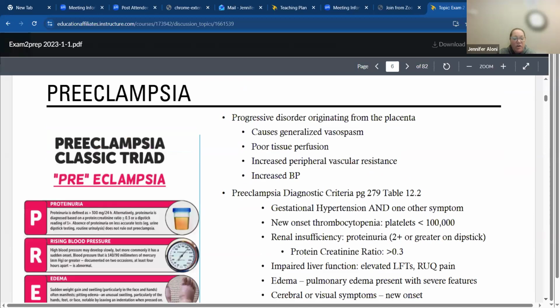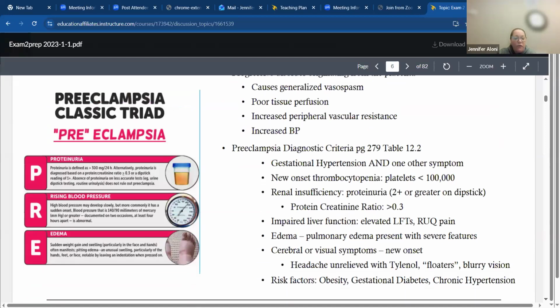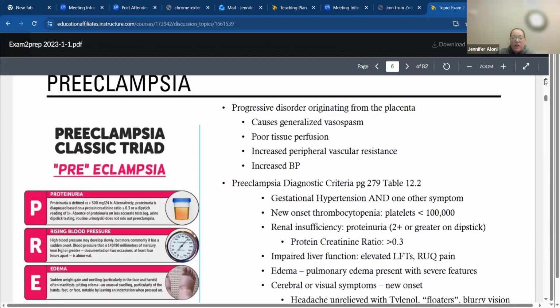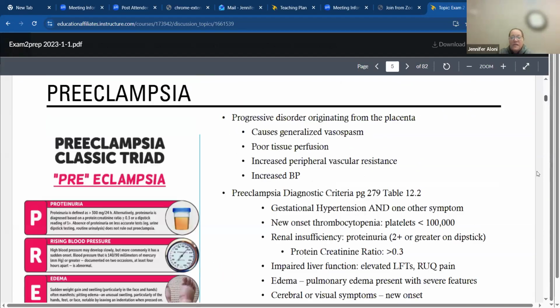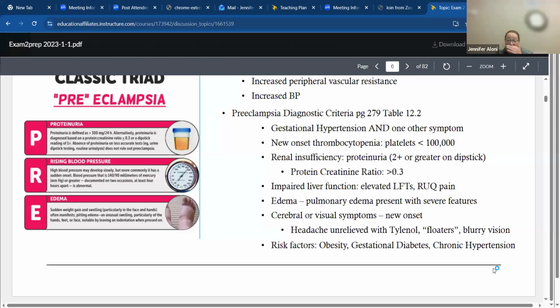Preeclampsia, or high blood pressure during pregnancy. Remember, we have protein in our urine. We have a rising blood pressure, and then we're going to have edema. So we're going to have that swelling in the face and hands particularly. We know that our circulation is going to be not as great. Preeclampsia diagnosis: we look for platelets lower than 100,000, impaired liver function, edema, any visual symptoms.